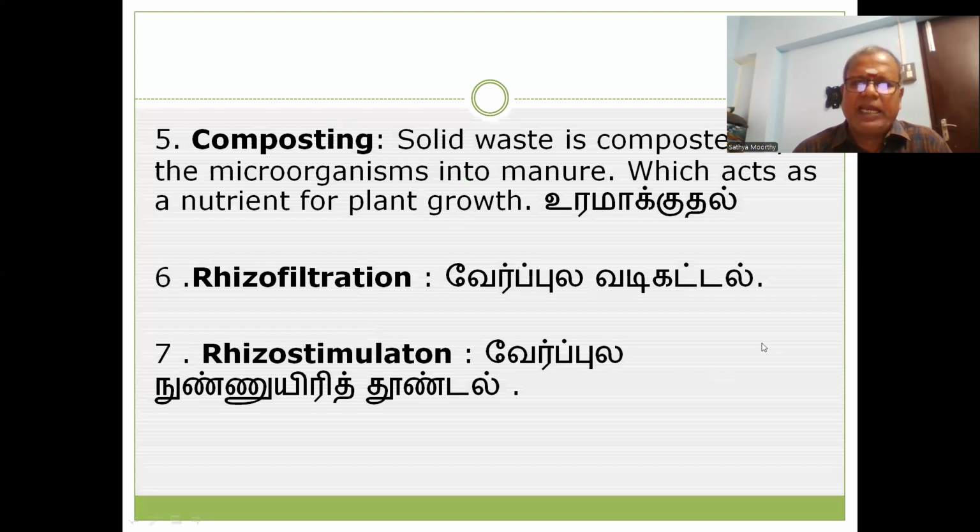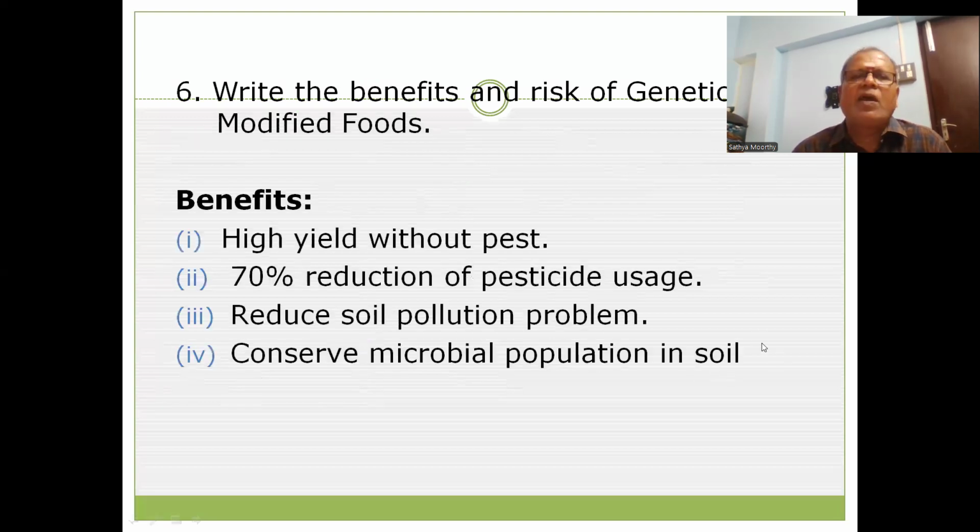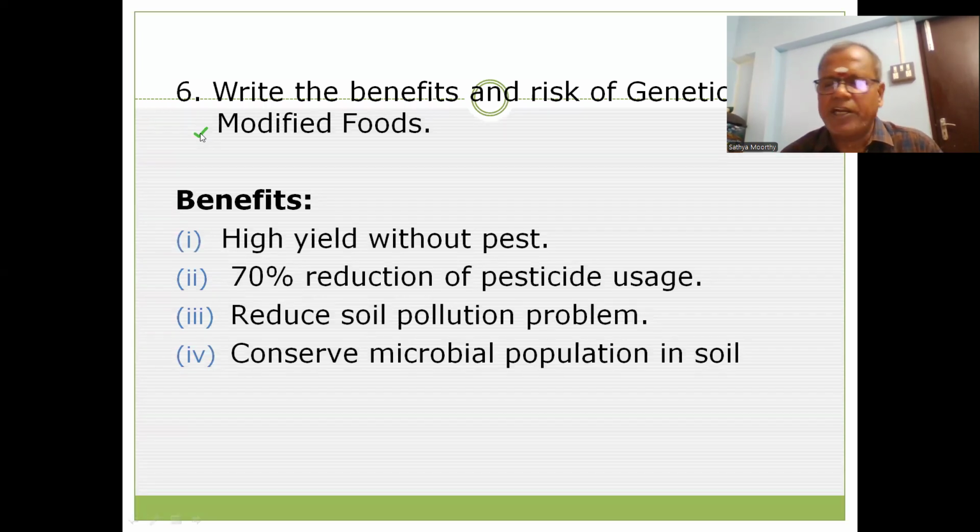Then next question for you. Write the benefits and risk of genetically modified food. Foreign gene introduced organisms are called as genetically modified organisms. And if we get food from the genetically modified organism, we are calling it as genetically modified food, or the food obtained from transgenic plants. What are the benefits and risk? There are the advantages as well as disadvantages of GMOs.